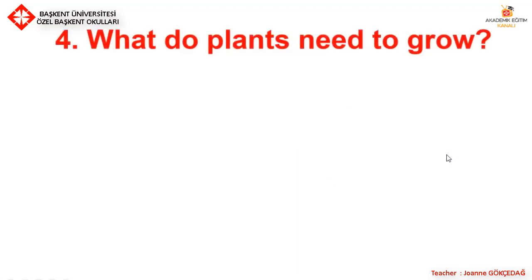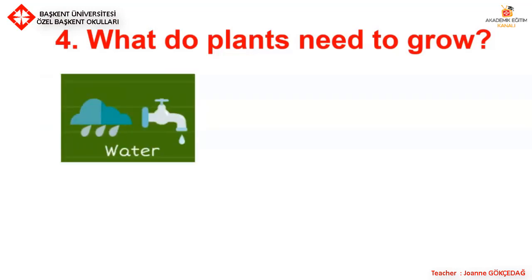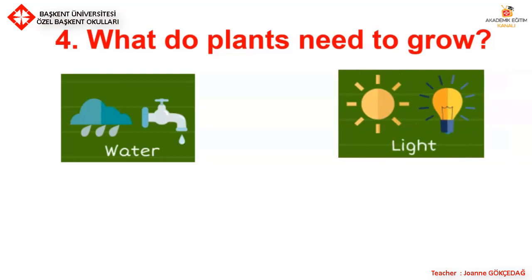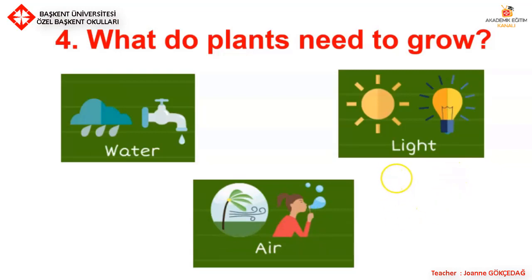Part 4. What do plants need to grow? Like people, we need food, we need water, we need somewhere to live, we need to be warm. Plants also need things. They need water. They need light. They also need warmth. And they need air like we do. Without these things, especially without water and air, the plant is going to die.